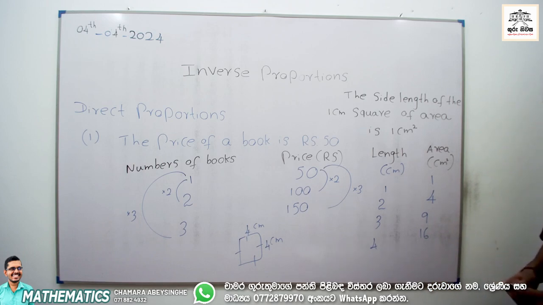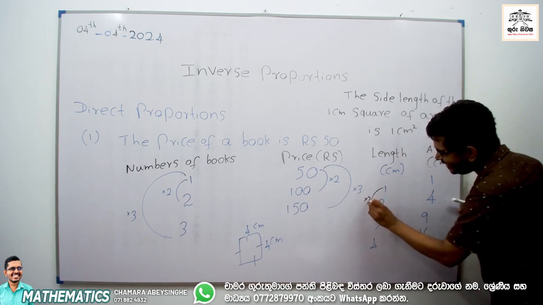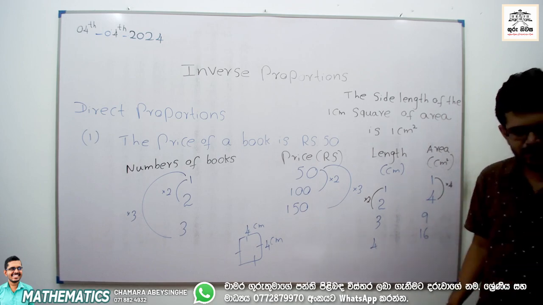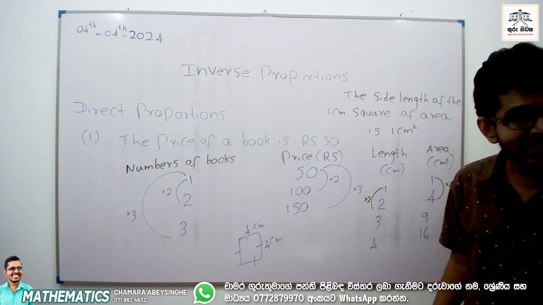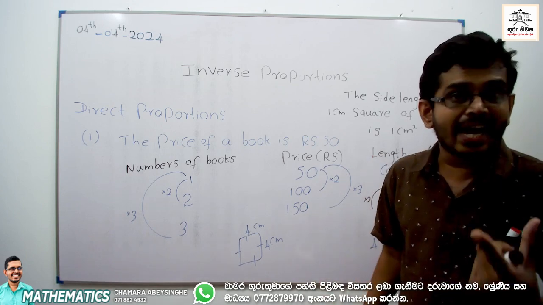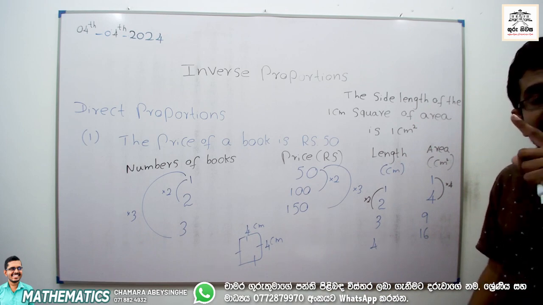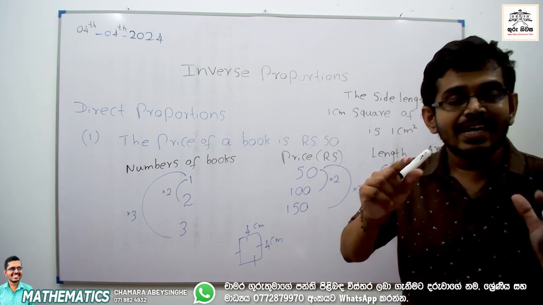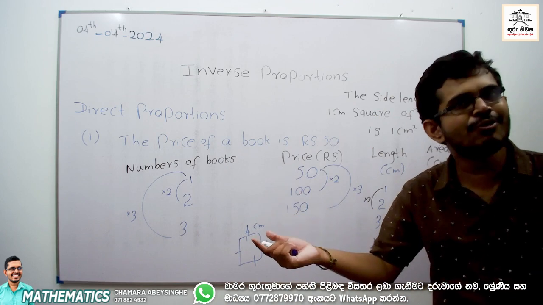Now students, I want to show you another very special one. Consider the length: 1 multiplied by 2 is 2. And area: 1 multiplied by 4 is 4. That means the length is increasing 2 times, but the area is increasing 4 times. When the length increases 2 times, the area increases 4 times. A little bit different.